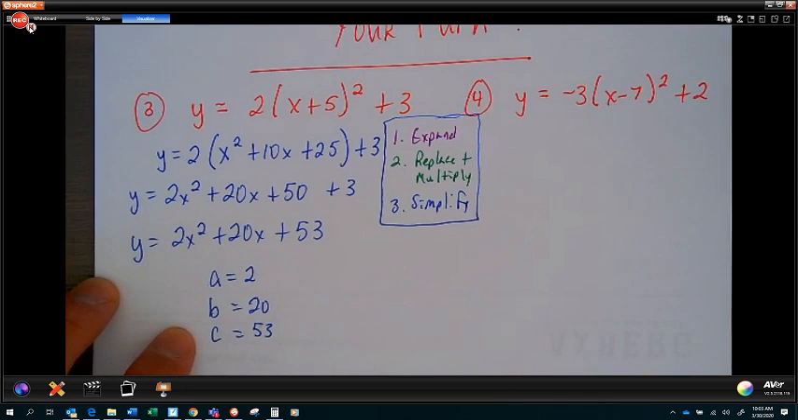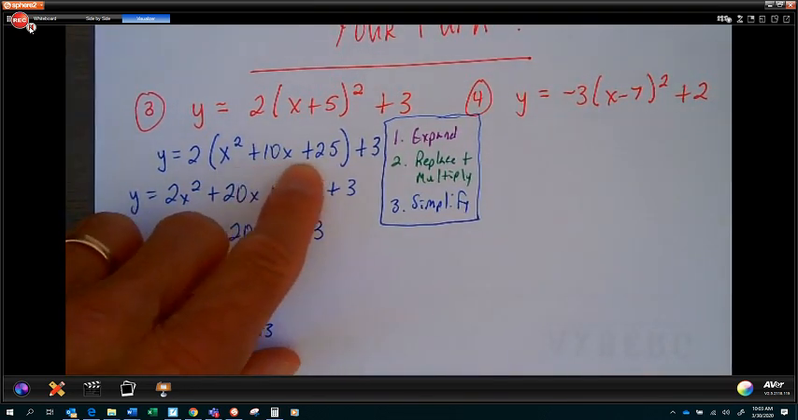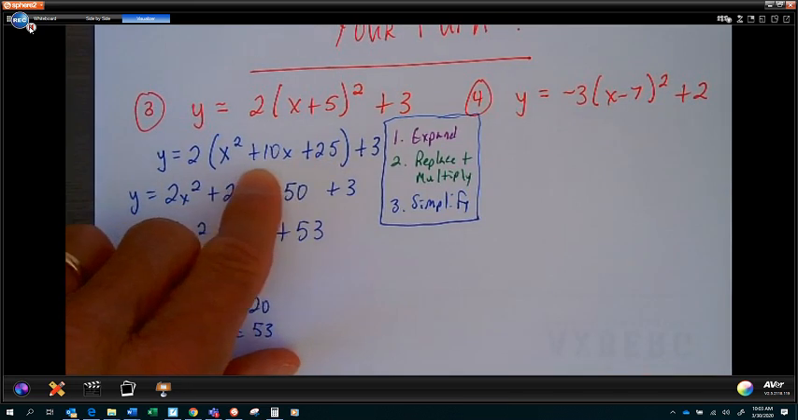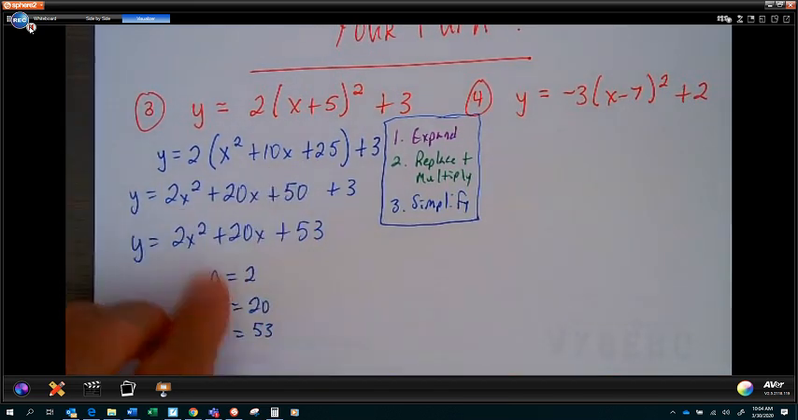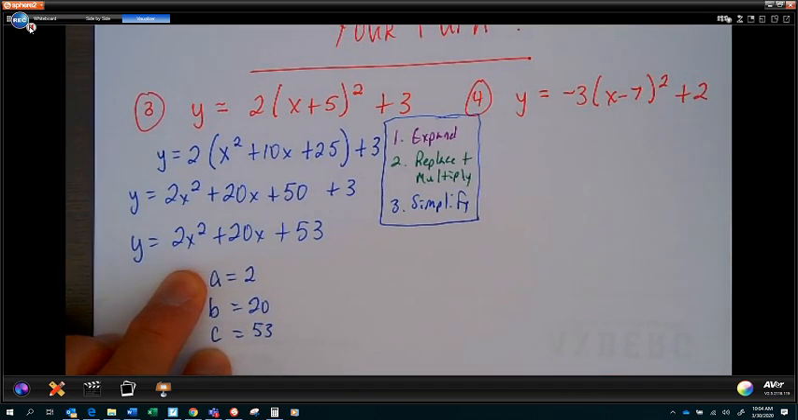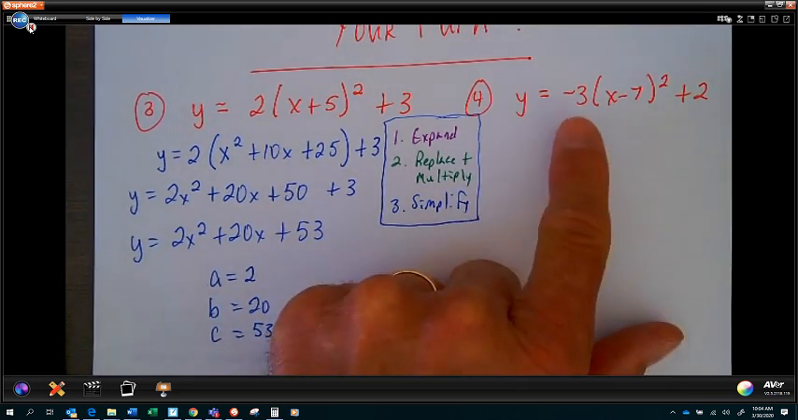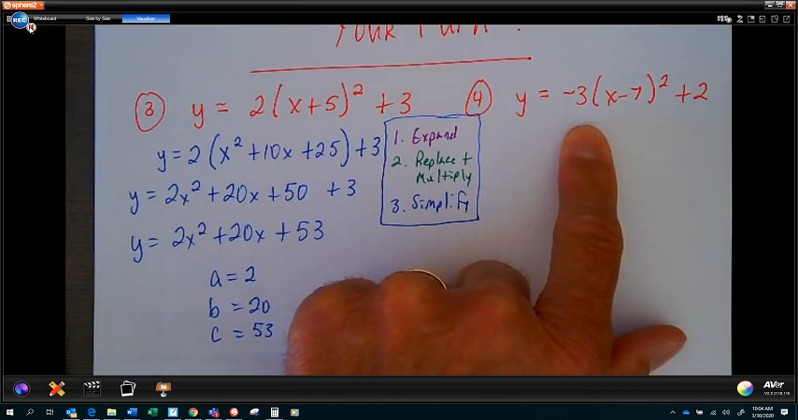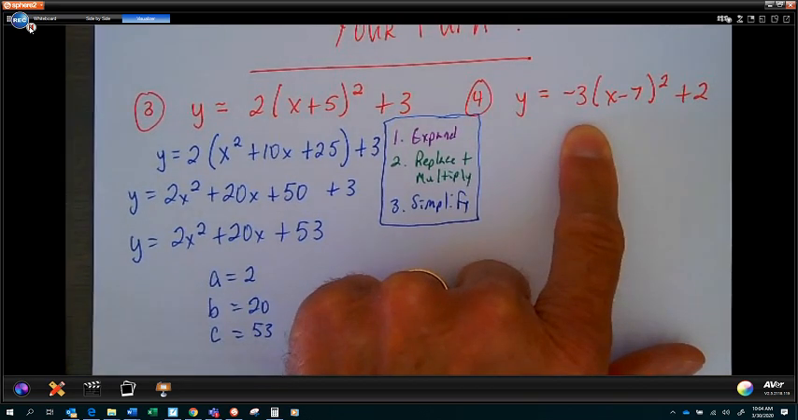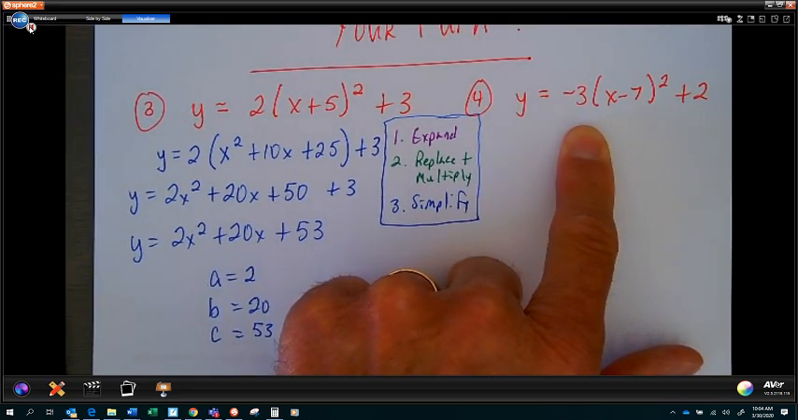If you did not get this answer, go back and check your math and determine whether you had actually squared this and multiplied it out properly, and then check and make sure you distributed your 2 and then combined your like terms. At this point, please stop the video and do the same thing for this one over here. Once you have gotten your answer, continue the video to check your answer with the steps that I have when you return.